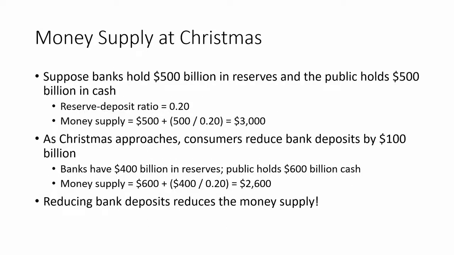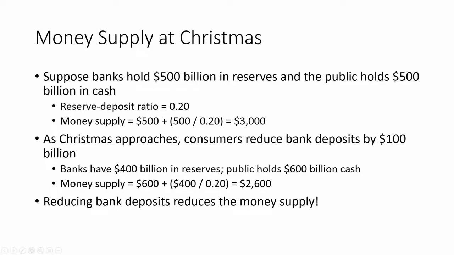An interesting thing happens around Christmas time, right? So let's suppose again that banks hold $500 billion in reserves and the public holds $500 billion in cash. We have a reserve deposit ratio of 0.2. This means that the money supply is going to be the currency held by the public, 500 billion, plus the currency in banking reserves, 500 billion, divided by the reserve deposit ratio, so 0.2, right? So 500 times 5 gives you 2,500, and 2,500 plus 500 is 3,000. So 3,000 billion is 3 trillion. So our money supply is $3 trillion.